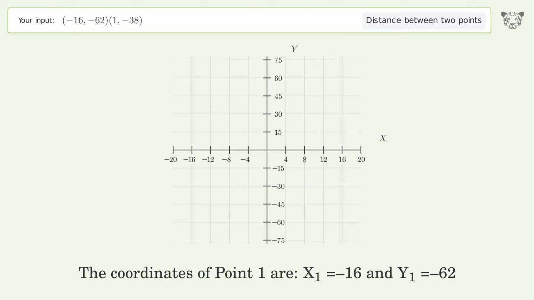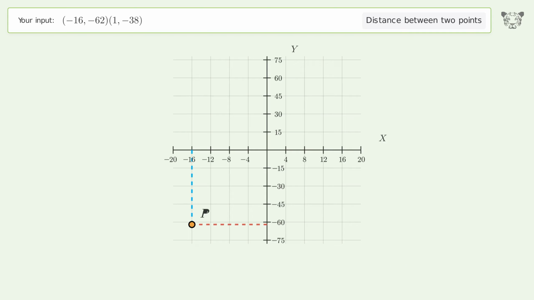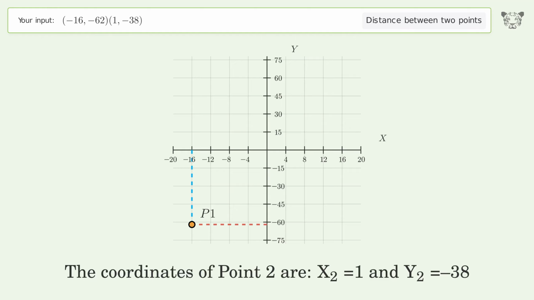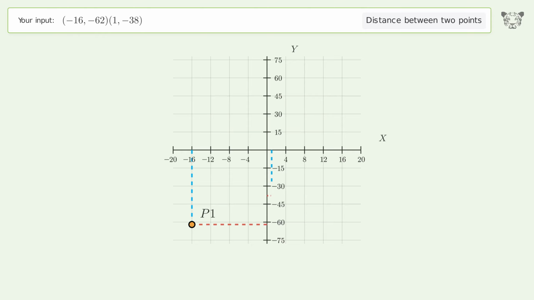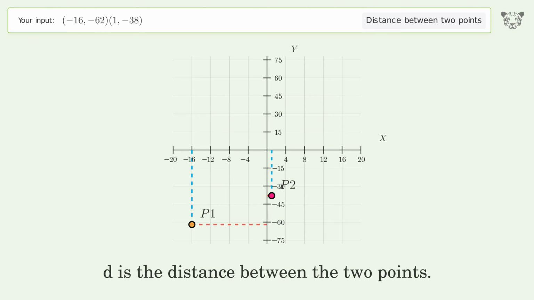The coordinates of point 1 are x1 equals -16 and y1 equals -62. The coordinates of point 2 are x2 equals 1 and y2 equals -38. D is the distance between the 2 points.